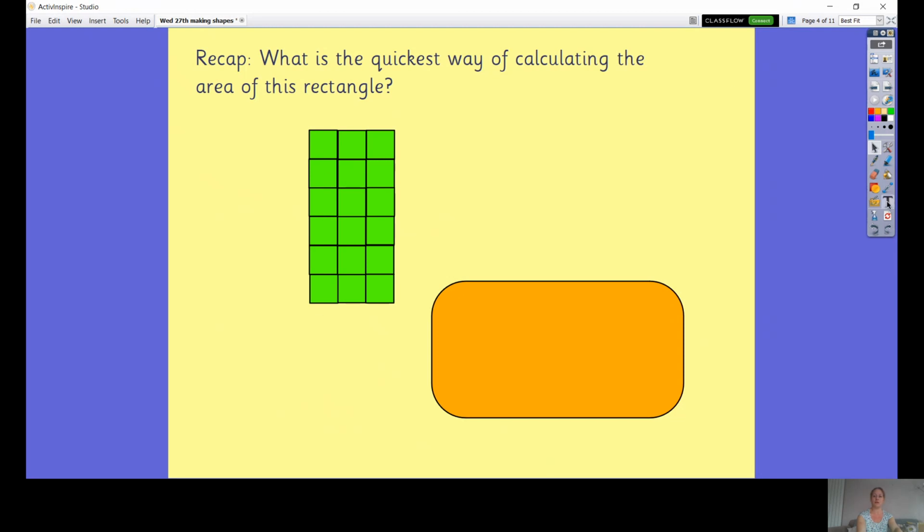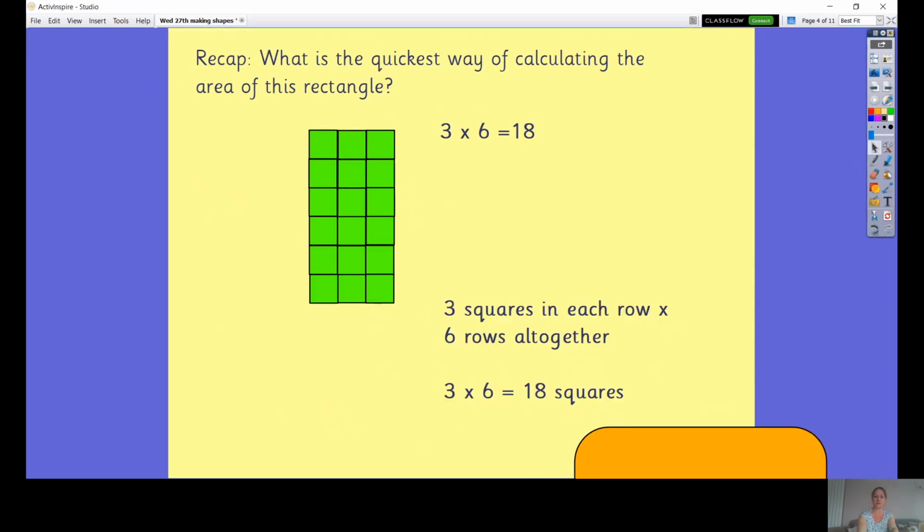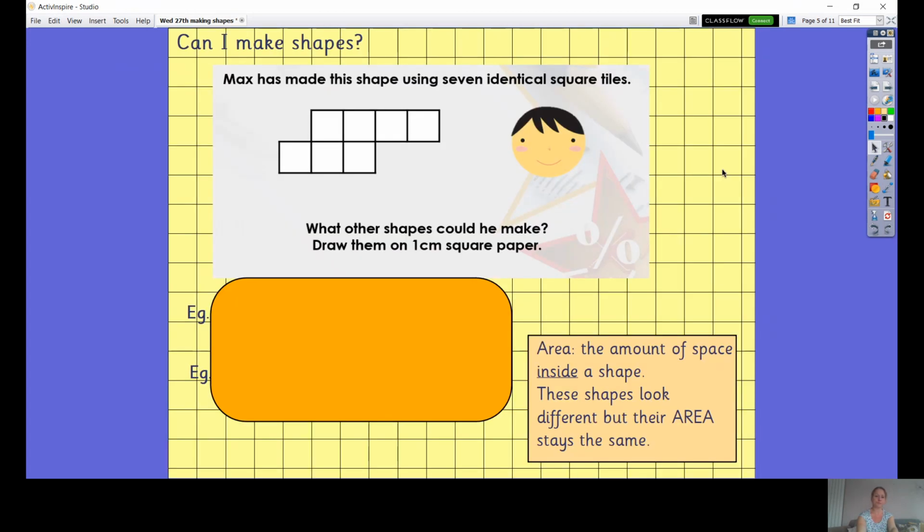So then we can use our times tables to help us, and we can say 3 times 6. And we say 3 times 6 is 18, and so we know that there are going to be 18 squares in here. Okay, so let's just put it here. Okay, and then if we move on.